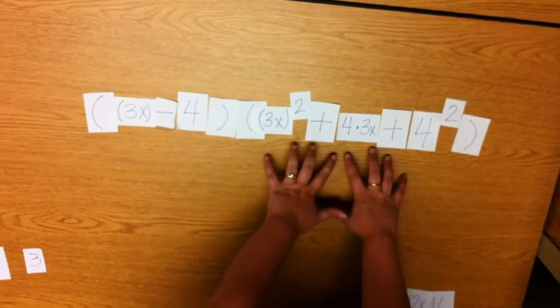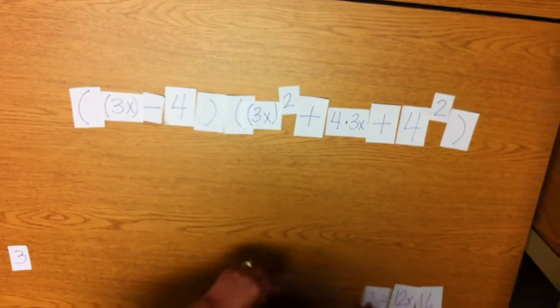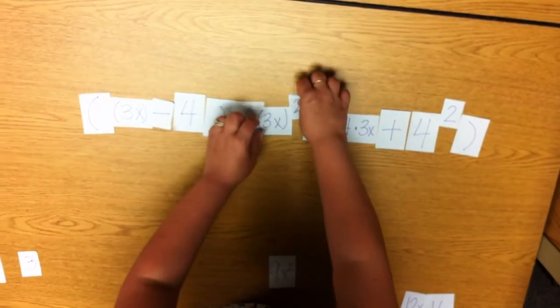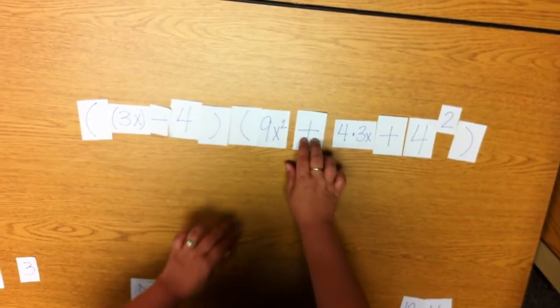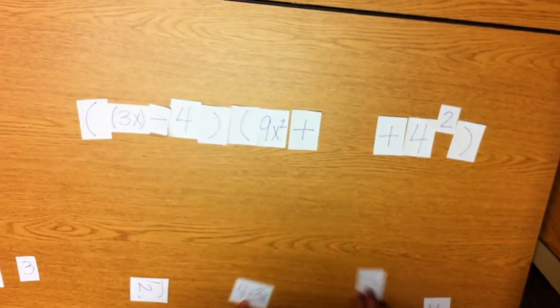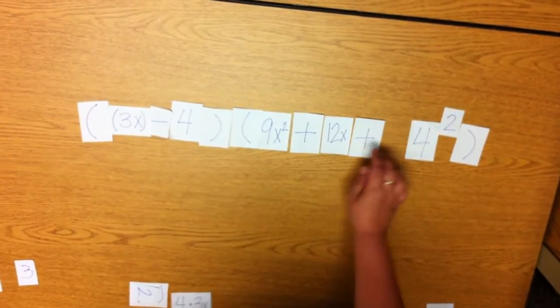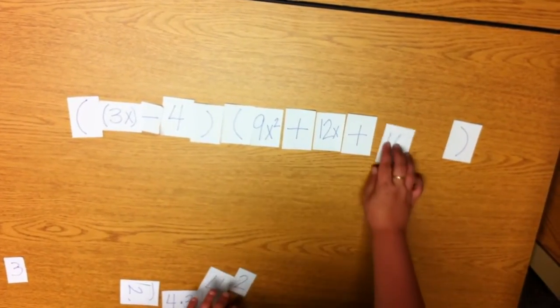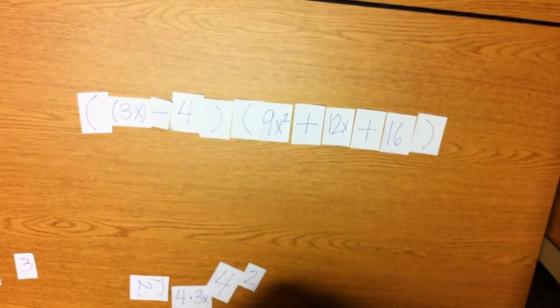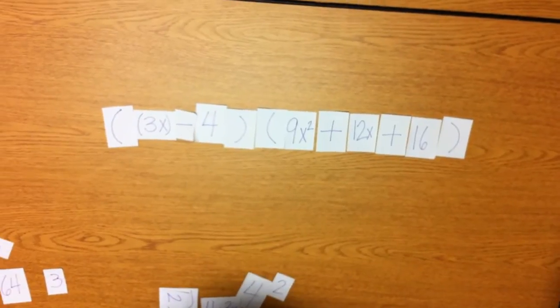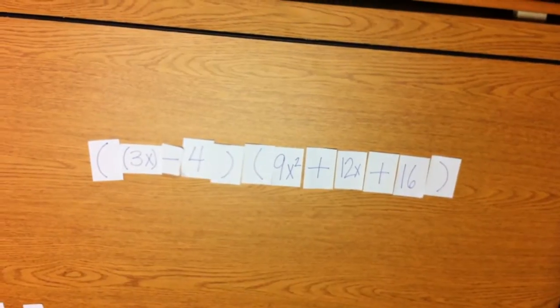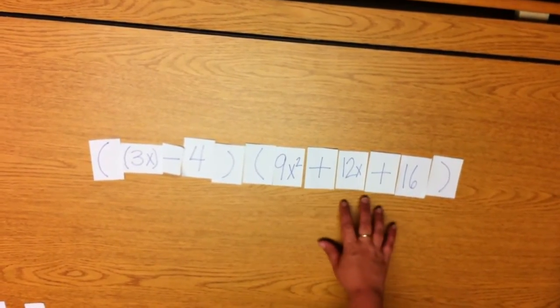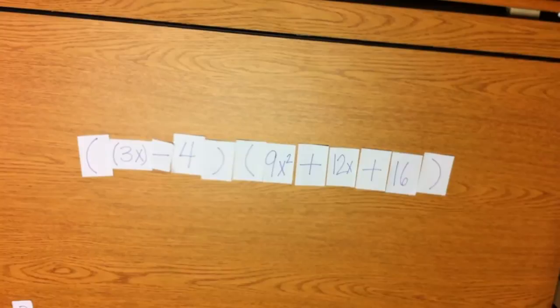Now, simplify this trinomial as much as you can. 3x squared becomes 9x squared. 4 times 3x becomes 12x, and 4 squared becomes 16. So our answer to the problem of factoring 27x cubed minus 64 becomes 3x minus 4 times 9x squared plus 12x plus 16.